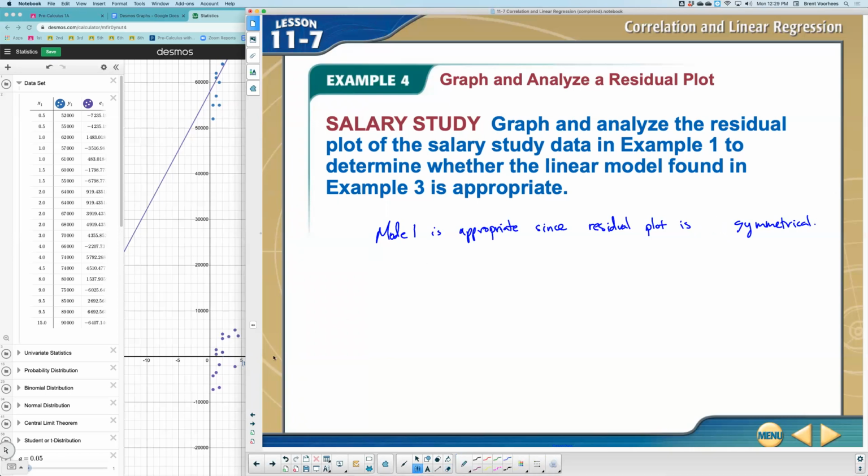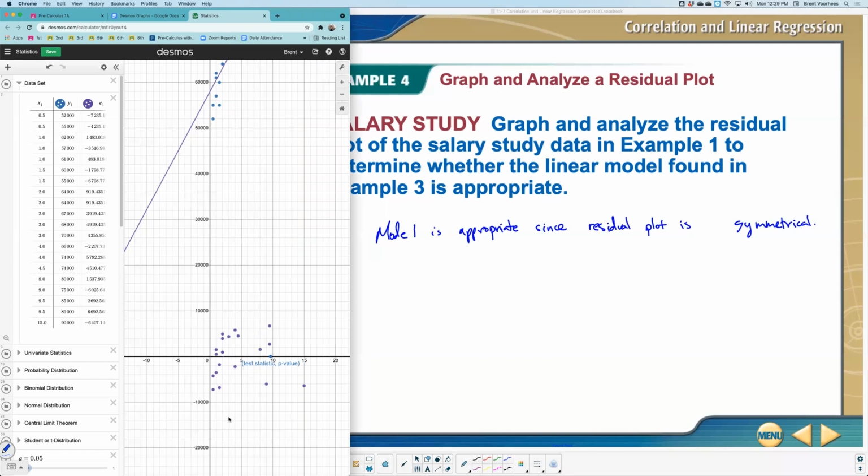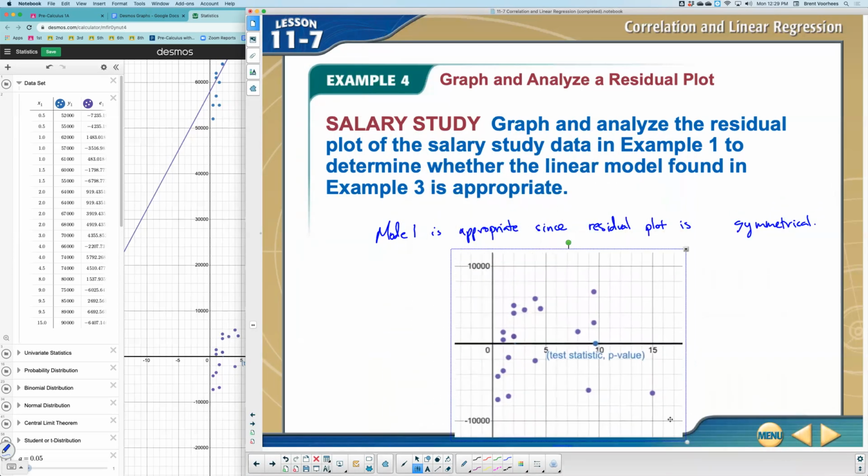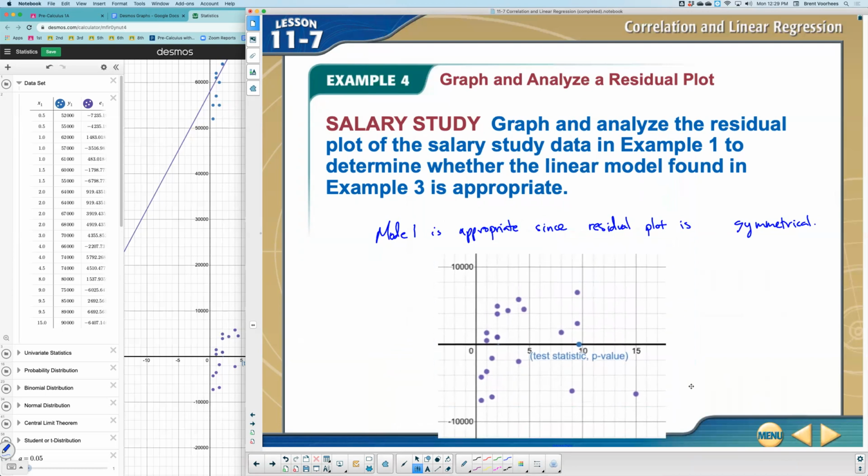And so really what you're looking at is this portion of the graph right in here. That's what we're looking at and saying, because these are pretty symmetrical, this model would be appropriate.